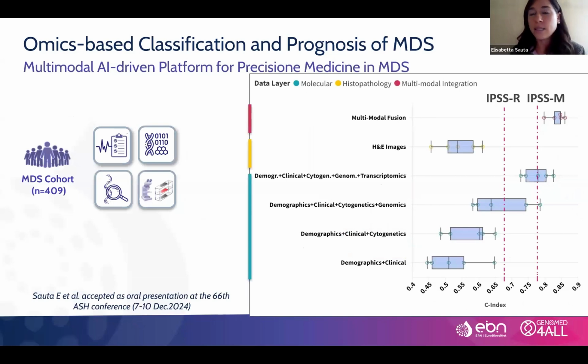And we applied this framework on a cohort of more than 400 patients, and these are the preliminary results of our framework that will be presented at the American Society of Hematology in December in San Diego. We evaluate the impact of each data layer in terms of concordance, and also the impact of adding each single layer towards the multimodal integration. And we reached a good concordance of 85%, and also we compared this concordance with the IPSS-R and IPSS-M scoring system.